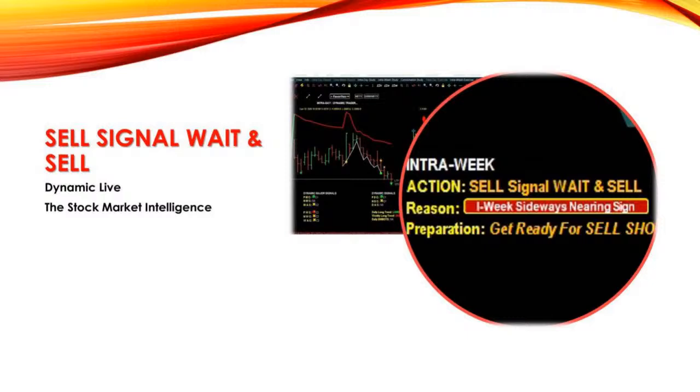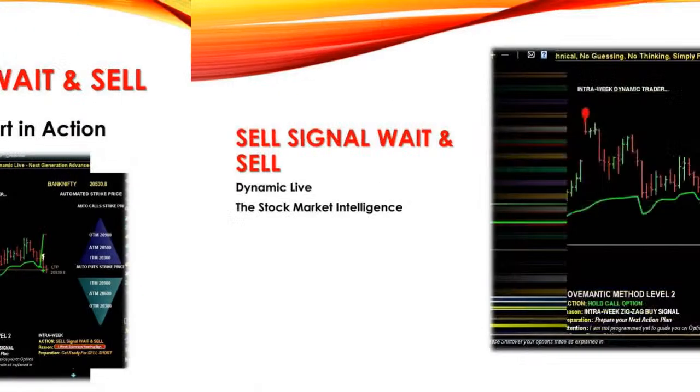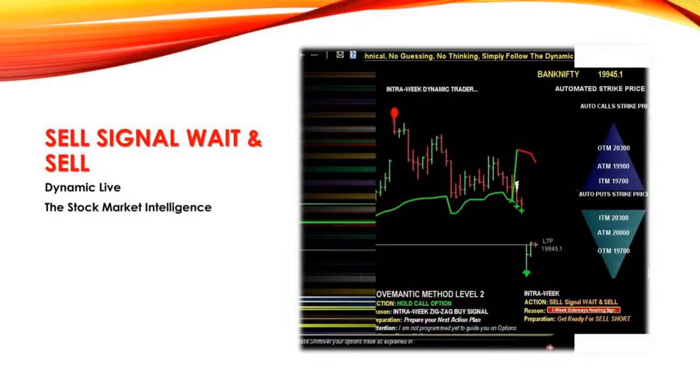And similarly, in one such situation, when we were trading in Bank Nifty in the month of June, this Dynamic Live said sell signal, wait and sell. And the very next day, the price opened with a gap down. Now, looking at this, you may start thinking that we should have sold it the previous day itself, so that we could have benefited from this gap down. But you have to observe, in spite of the gap down here, the action information is still telling you sell signal, wait and sell.